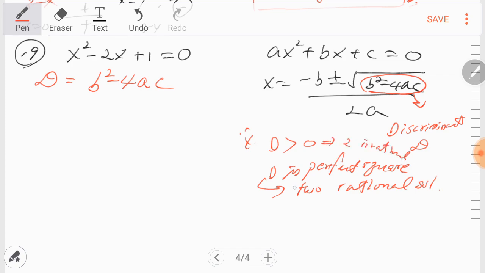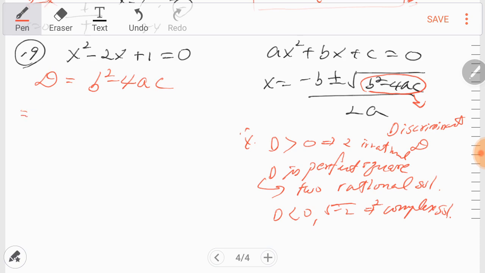Okay, what if D is less than 0? Less than 0 means square root of a negative number, right? So that will be a complex solution. How many? There will be 2. So let's check the discriminant.